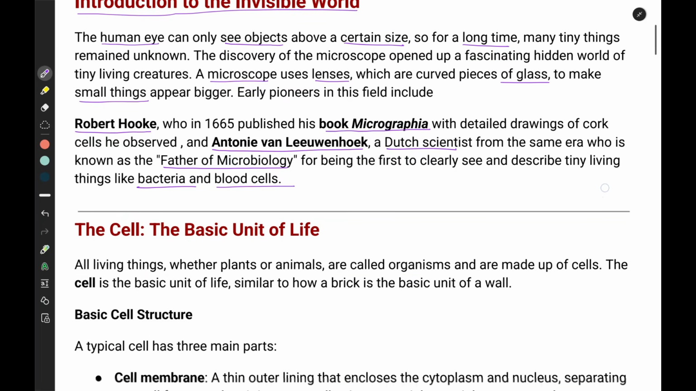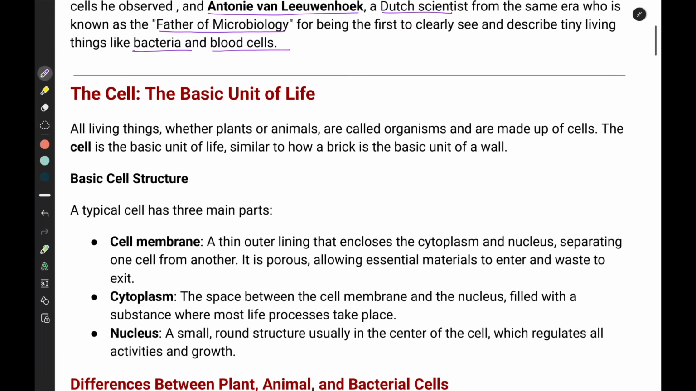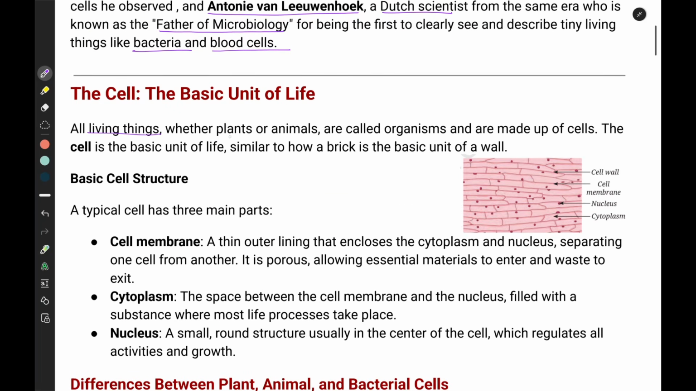The cell, the basic unit of life. All living things, whether plants or animals, are called organisms and are made up of cells. The cell is the basic unit of life, similar to how a brick is the basic unit of a wall.